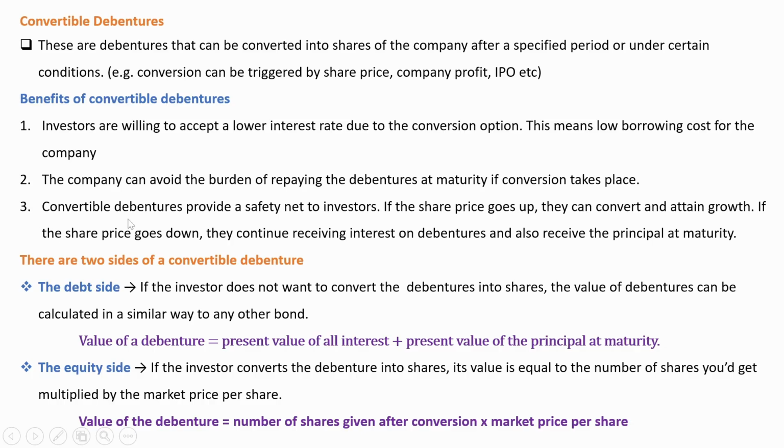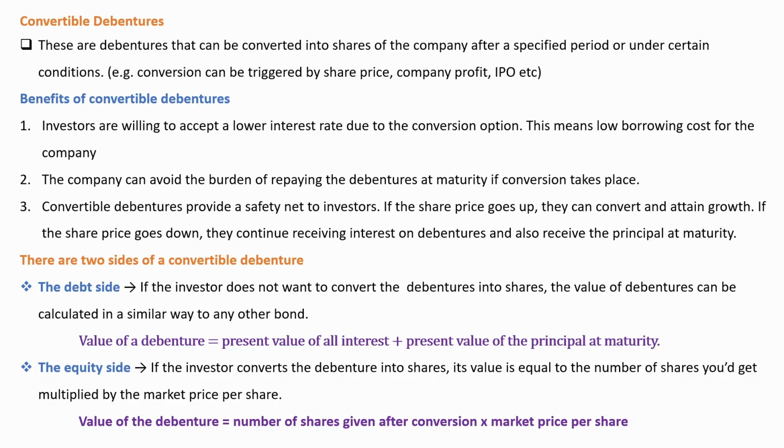The third one, convertible debentures provide a safety net to investors. If the share price goes up, they can convert and attain growth. If the share price goes down, they continue receiving interest on debentures and also receive the principal at maturity. So that is another benefit to the investors. They have 2 options which they don't get with non-convertible debentures. So they have the option to convert. It is not a must for them to convert.